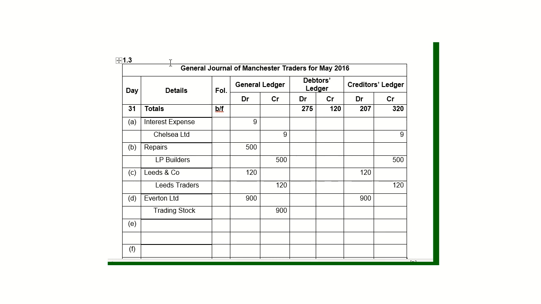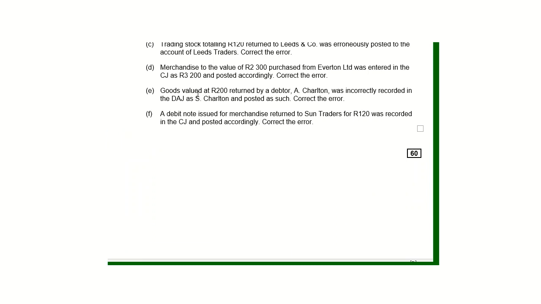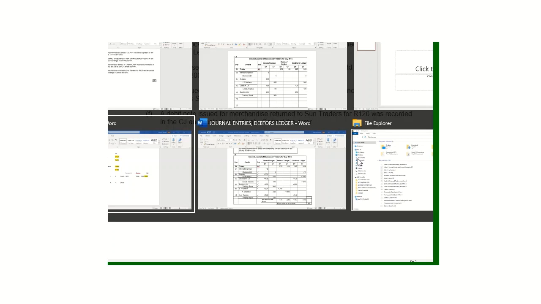Right, so now we can go to number E. Let's see what E is. Goods to the value of 800 returned by a debtor, A Charlton, was incorrectly recorded in the DAJ as S Charlton and posted as such. So let's go and look at how to fix it.